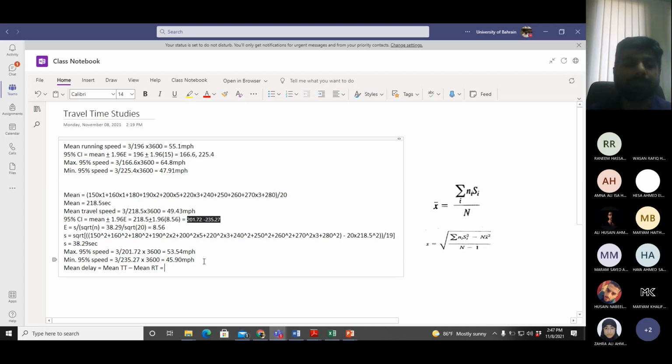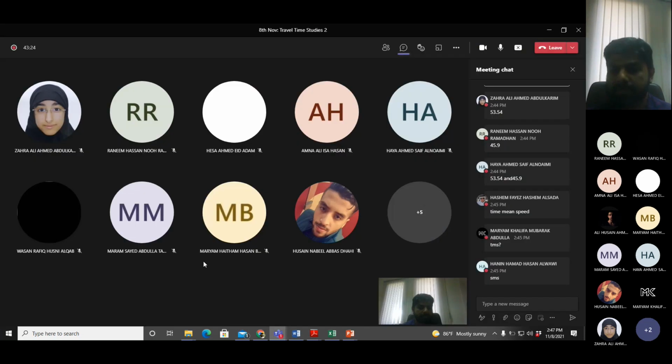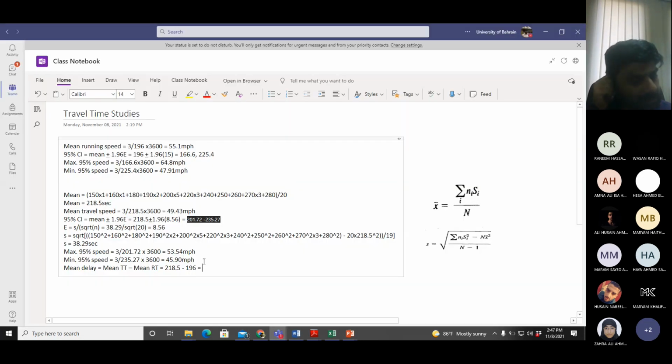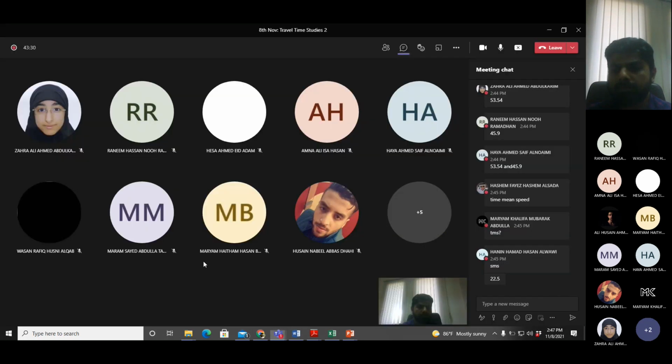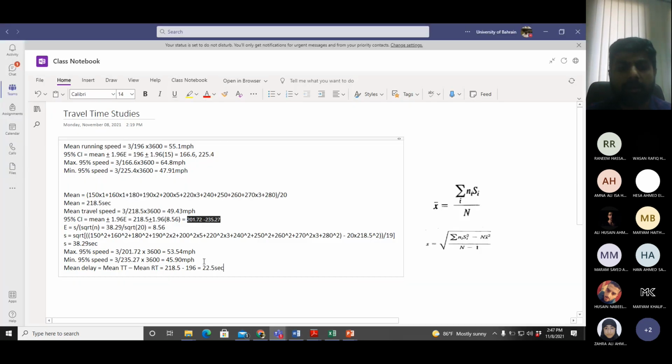So 218.5 minus 196 will give you the mean delay. And how much is this difference? 22.5. So one way of calculating the delay is to find out the running time and the travel time. You take the difference, you get the mean delay.